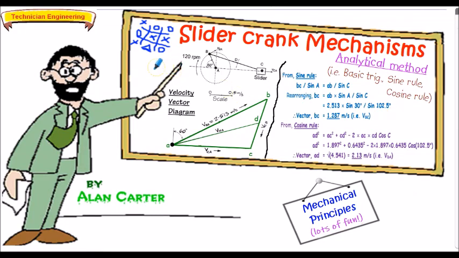Hello and welcome to the third presentation in the slider crank mechanism series. In the first two presentations we determined various relative velocities and relative accelerations using graphical methods, but in this presentation we're going to revisit the same example and questions but calculate our velocities and accelerations using analytical methods. These analytical methods include Pythagoras' theorem, basic trig, the sine rule and the cosine rule.